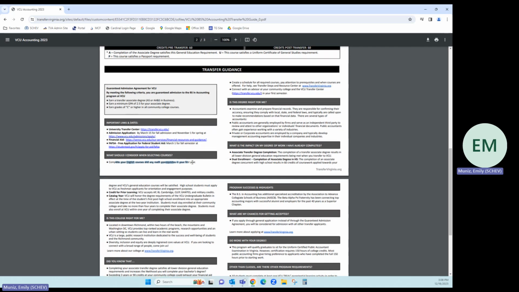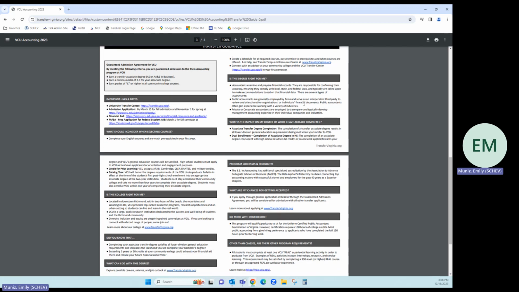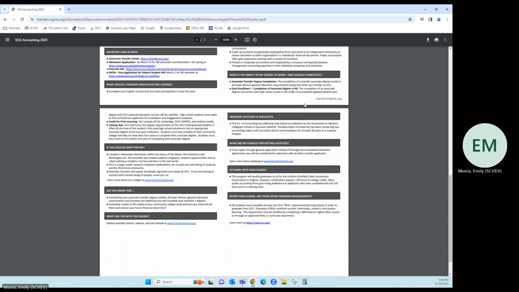So they're indicating that you should take your English and math in the first year, and then some other information here as well. Is this degree right for me? So finding out, based on these bullets, is accounting right for your student? What is the impact on my degree of work I have already completed? So if a student completes the associate degree, it will tell them what to expect here.